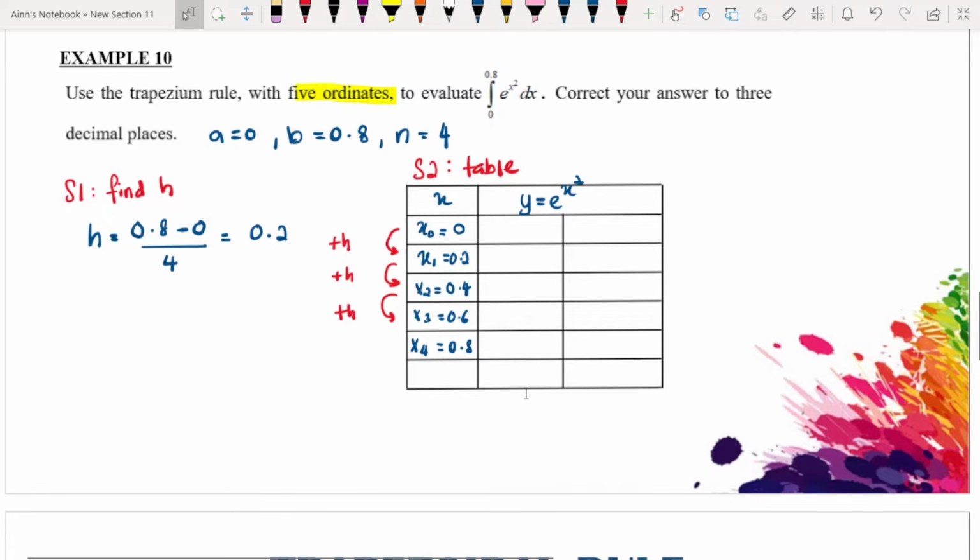For this column, we're going to input the value for the first one and the last one only, for your x0 and x4. So we're just going to substitute the value of 0 inside e to the power of x squared here. Exponent 0, we will get 1. And this one, we're going to substitute the value of 0.8 into x. So that's going to be 1.8965. As you can see here, the question asks for 3 decimal places.